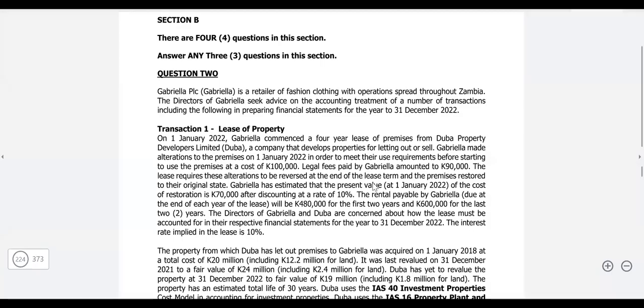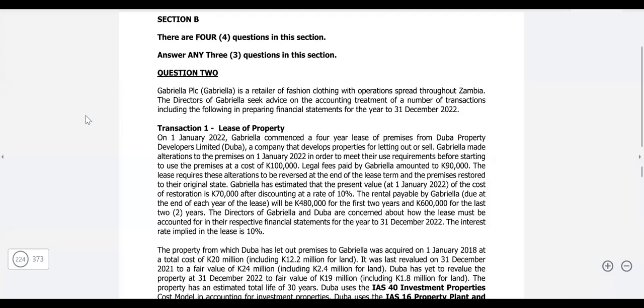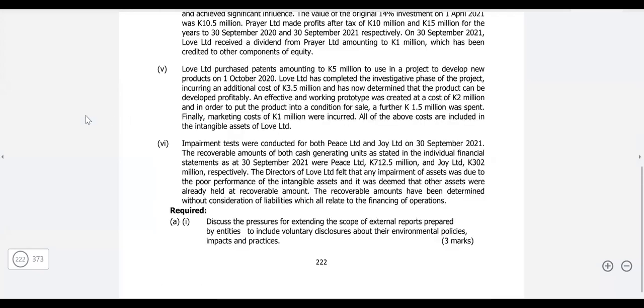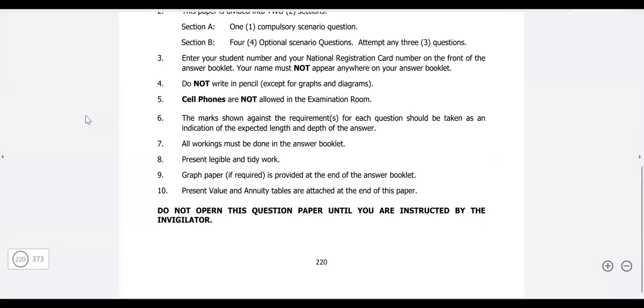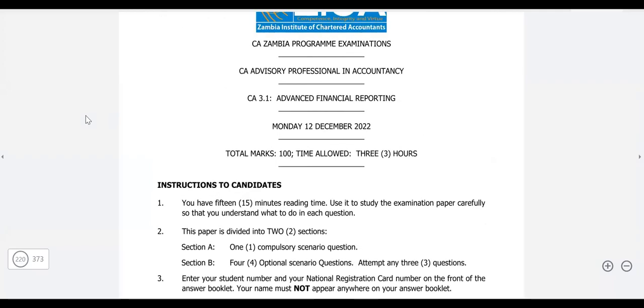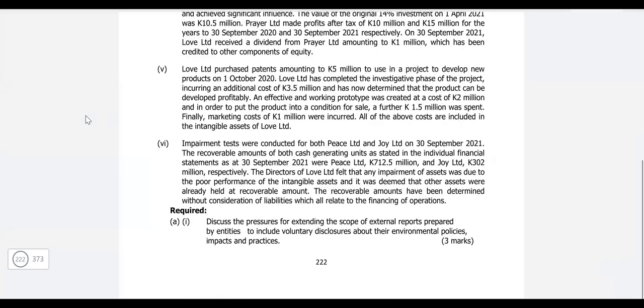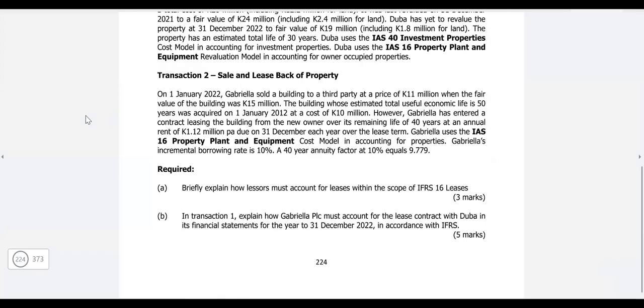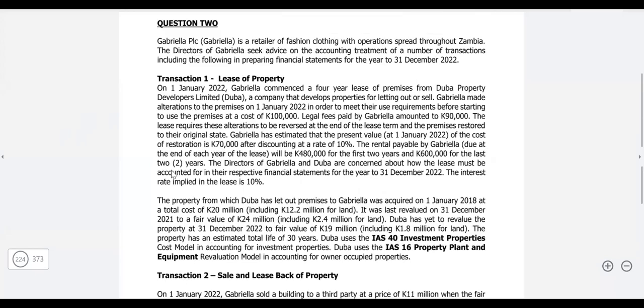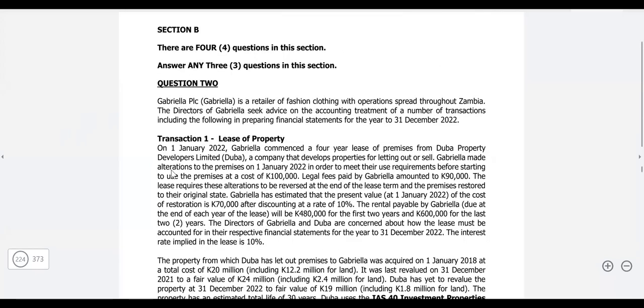All right, so now we are doing a question from another past paper, and let's see which past paper it is. So it is Advanced Financial Reporting, and this is December 2022. So we are actually doing the practice of the standards. So let's move to Section B, and this is question number 2 from your Section B.